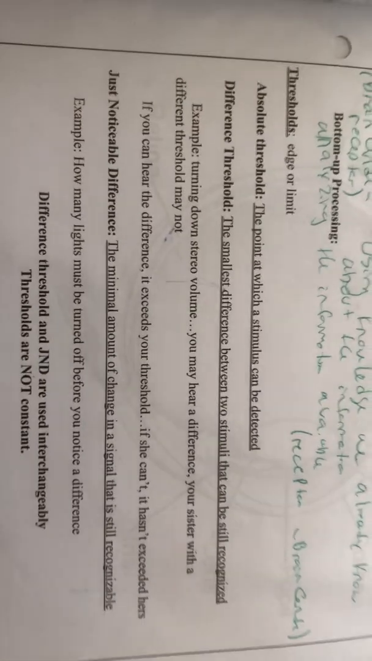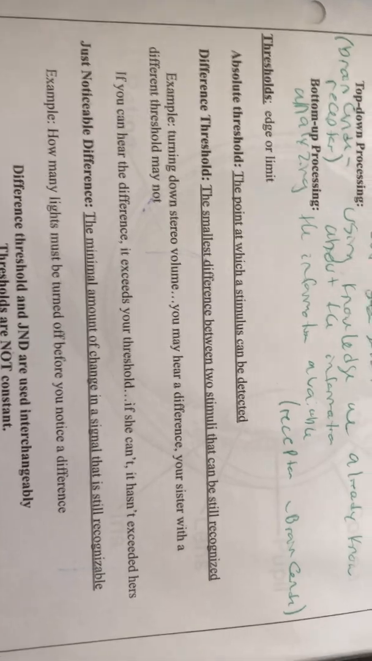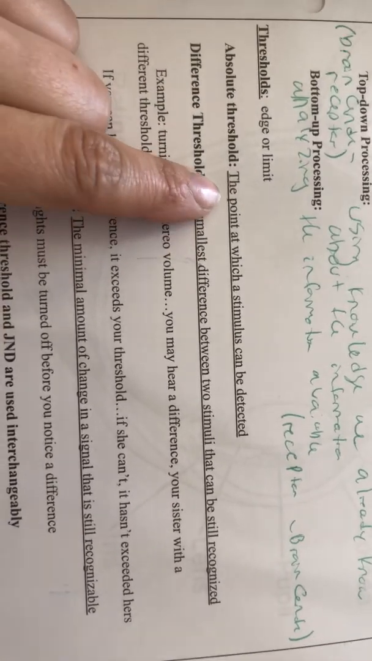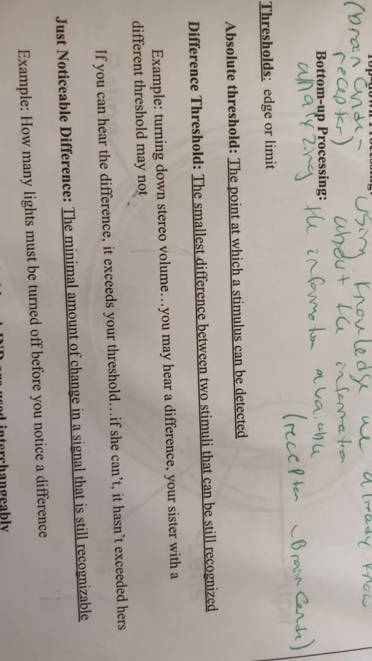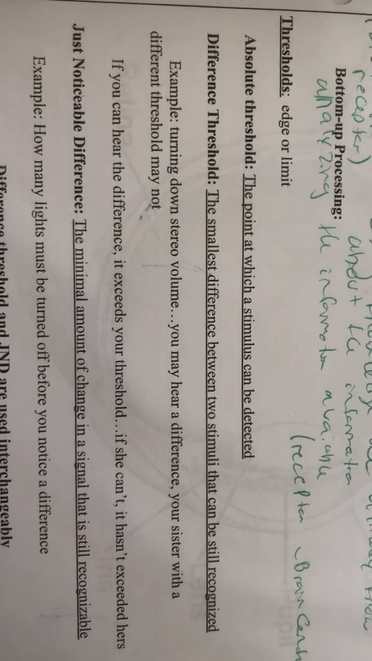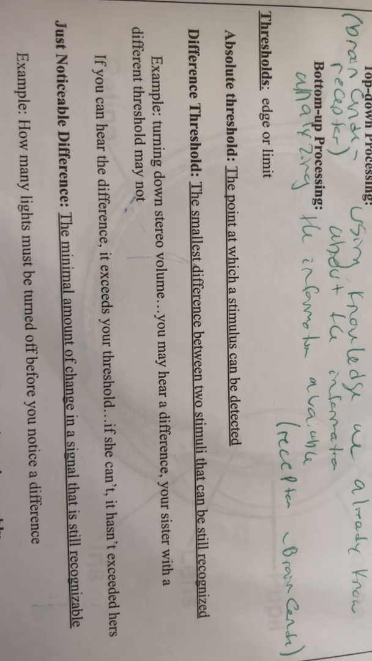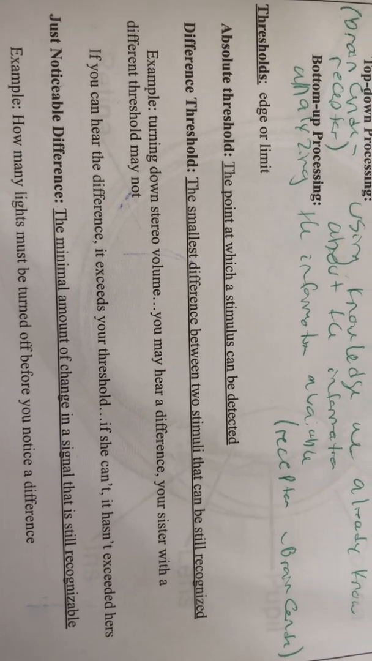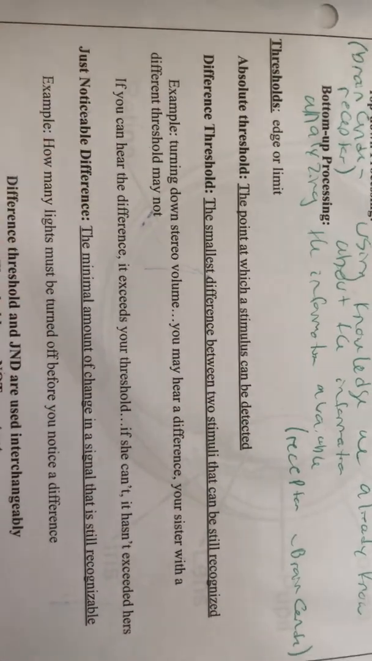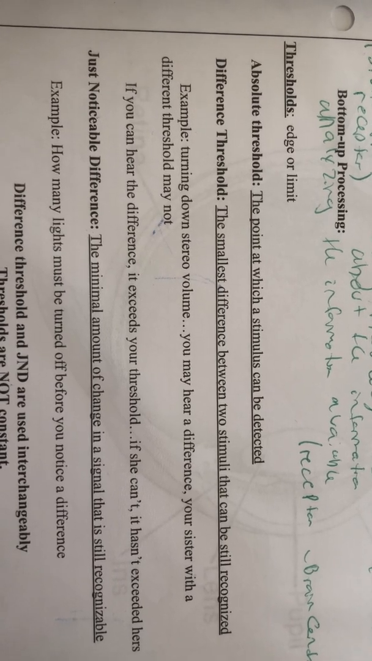We then have what's called thresholds. We have an absolute threshold and a difference threshold. The absolute threshold is the point at which a stimulus can be detected. So it's the very point at which we can detect a stimulus. An example was letters getting bigger and bigger, and the point at which you can detect them is the absolute threshold. If you have different shades of pink moving from a lighter pink towards a very dark pink, the point at which you notice the color changing is the absolute threshold.